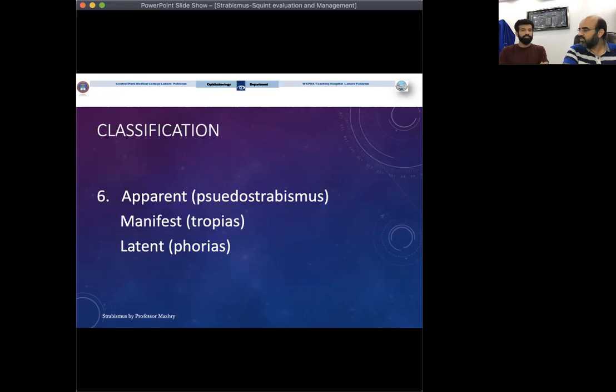So what is pseudostrabismus? If the child appears to be squinting when you look at the face, because of the facial configuration, because of the Chinese look, like depressed nasal bridge, epicanthal folds, wider intercanthal distance, then it is pseudostrabismus. Because on cover test there will actually be no deviation.